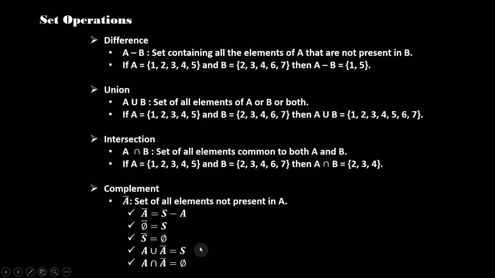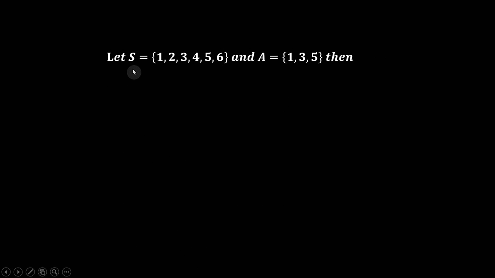To explain this, I am considering an example. Let the universal set S have the elements 1, 2, 3, 4, 5, 6 and the set A have the elements 1, 3 and 5. Then we can compute the complement of A as S minus A, that is the difference between S and A. This gives us the set of elements which are present in universal set S but not present in set A. Those are 2, 4, 6. These are the elements we have in S but not in A.